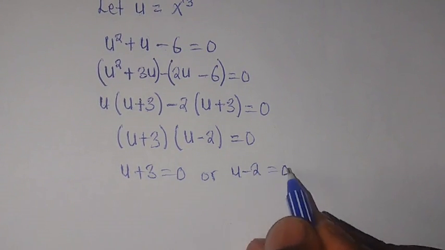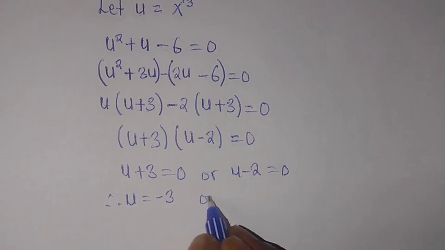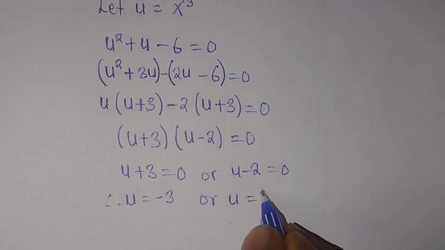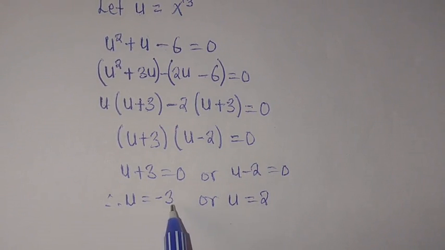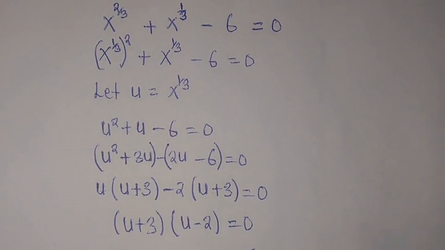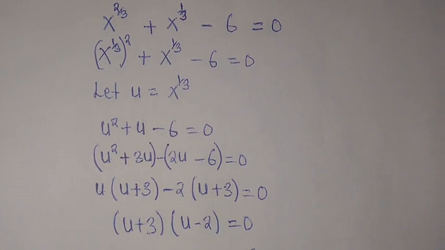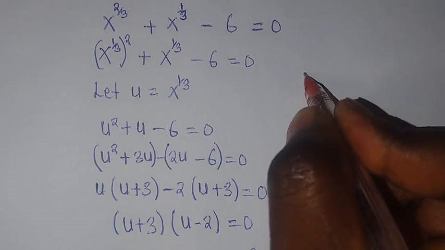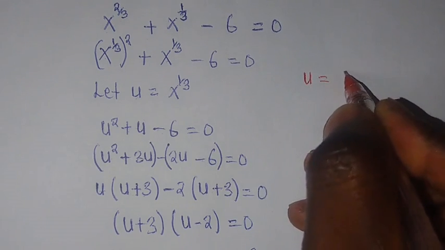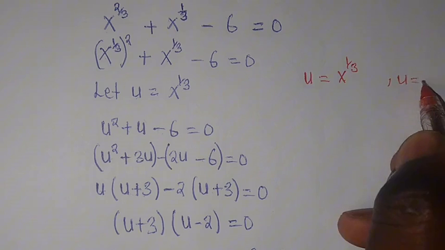So the 3 goes to this side, and negative 2 to that side. Our final answer will say u is equal to negative 3, or u is equal to 2. These are not the final answers. They are just helping us to find the value of x. So we come back to where we wrote let u be equal to x to the power 1/3. Since we have two values for u, we start with the first one, when u is equal to negative 3.